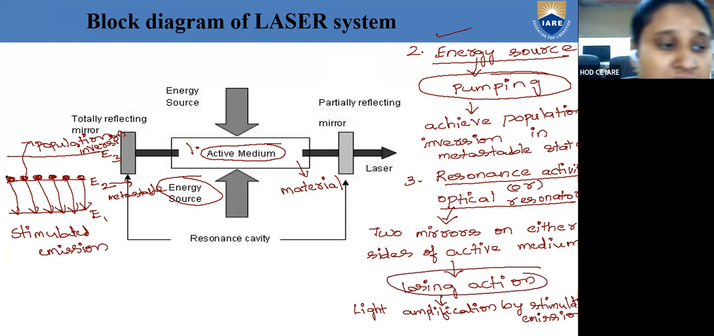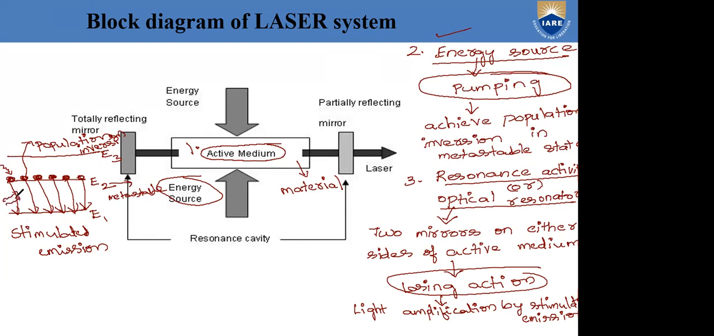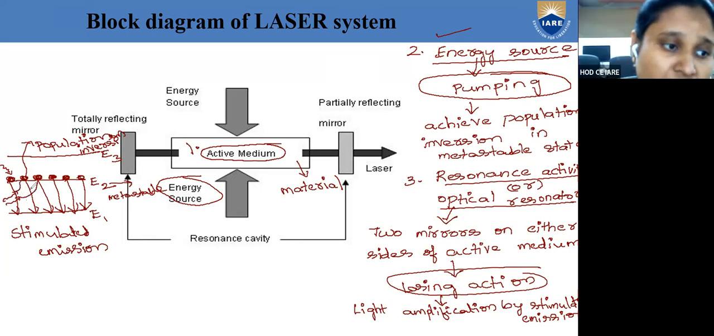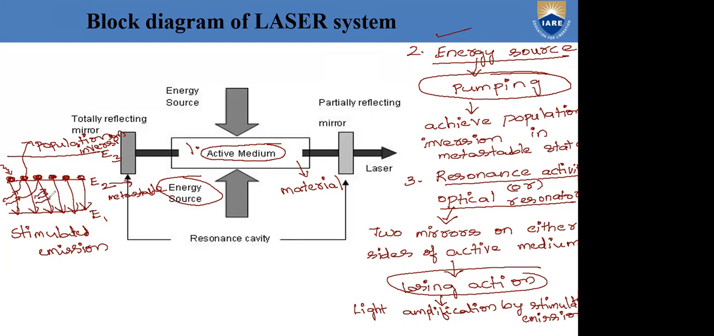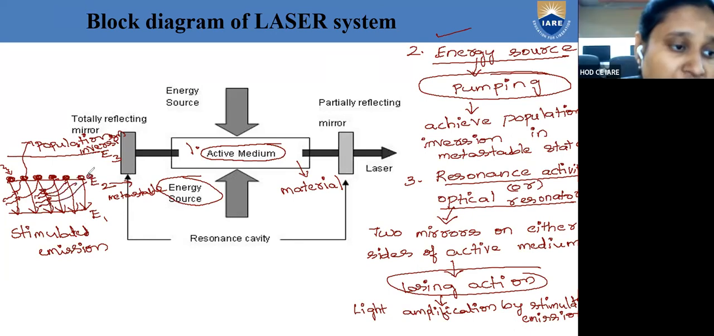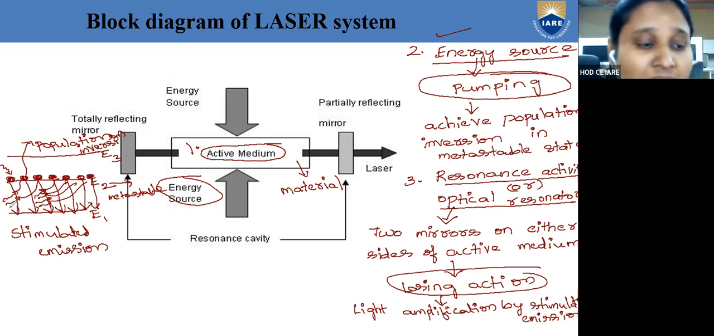What is lasing action? Suppose somehow I am able to get one photon. When this photon falls on one excited atom, how many photons are emitted? Two photons are emitted. Now what will these two photons do? They will fall on two more excited atoms and make them come down. Now how many photons are emitted? Four photons. These four photons will fall on four more excited atoms. When they come down, how many? Eight photons. This process will continue and ultimately you get your laser light.